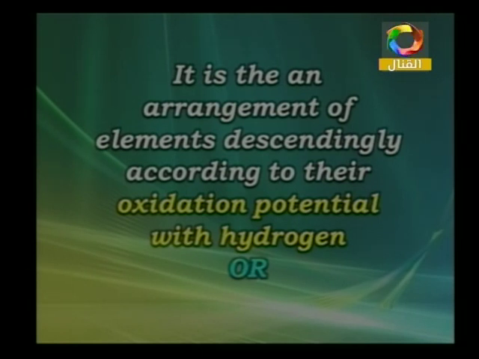Why with hydrogen? Because hydrogen equals what? Equals 0 potential. So the potential or oxidation potential of hydrogen equals 0, equals 0 volts. So it's an arrangement of the elements descendingly according to their oxidation potential with hydrogen.